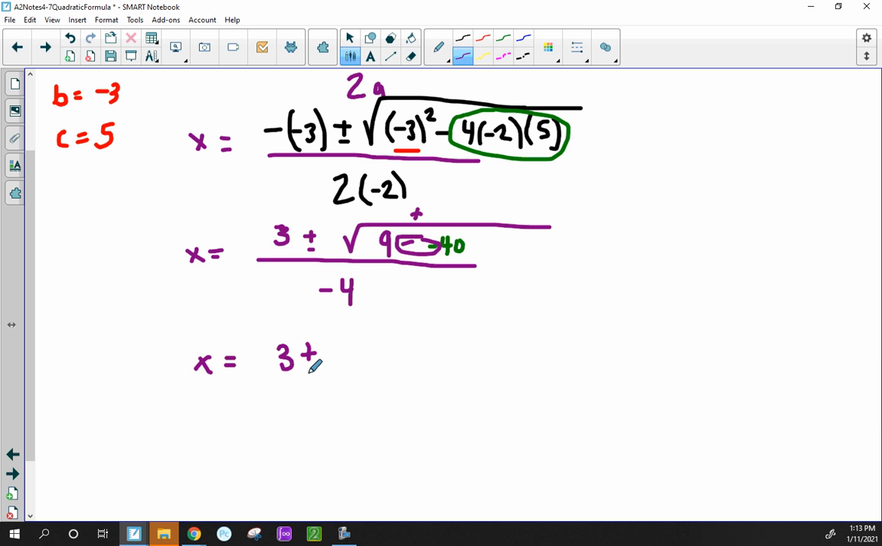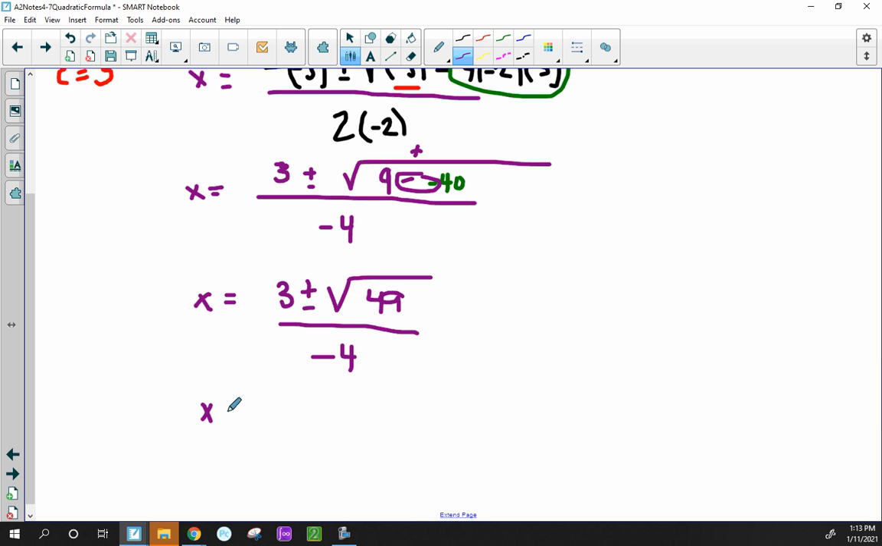Next, you're going to see 3 plus or minus square root of 49. So it's going to be 3 plus or minus the square root of 49 divided by negative 4. And then we're going to pause for a second. And we're going to focus on our discriminant. We got it down to a single number. So a little quick note to the side, discriminant is 49 right now. Because the discriminant is a positive, that means, according to my notes, there are 2 real solutions. So we would expect 2 real answers.